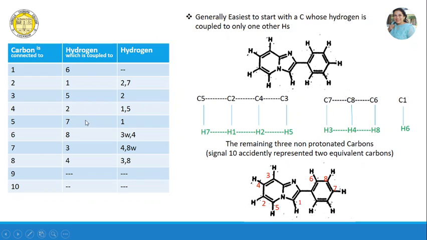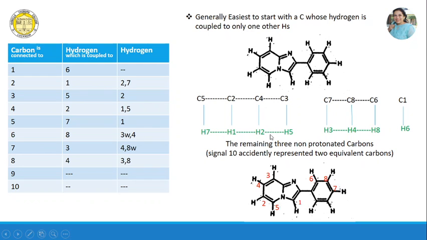Let's start with carbon number 5. To it I have attached hydrogen number 7, like here. From hydrogen number 7 I am getting hydrogen number 1, so I write hydrogen number 1. Hydrogen number 1 is connected to which carbon? Let me check in the table. Hydrogen number 1 is linked to carbon number 2. Then hydrogen number 1 has hydrogen number 7 on one side, which we've already written, and on the other side it has hydrogen number 2. So I write hydrogen number 2 here. And hydrogen 2 is attached to which carbon? It is attached to C4. So we write C4.